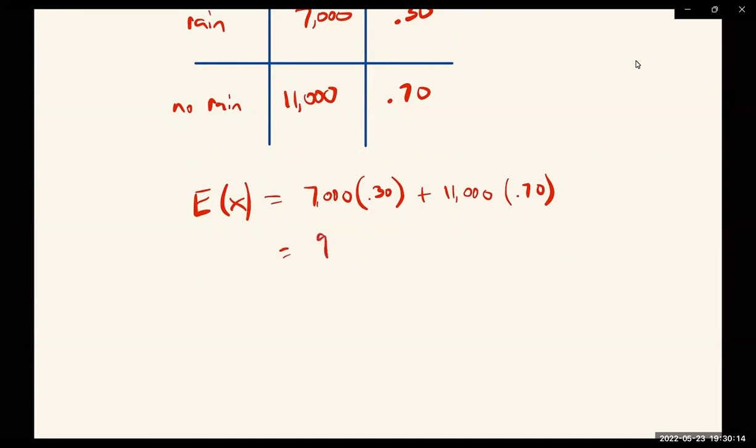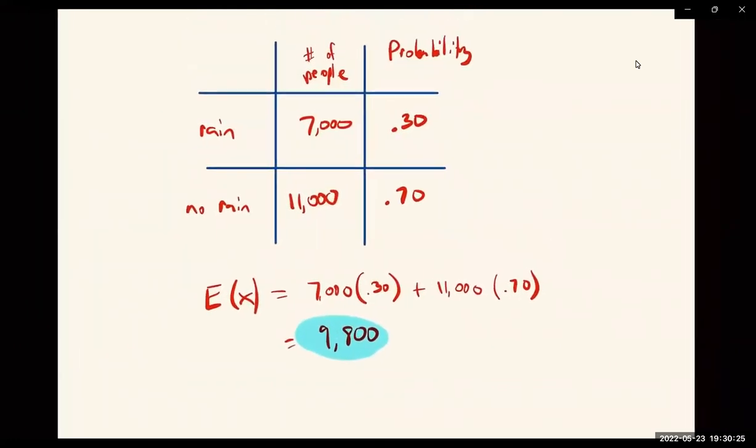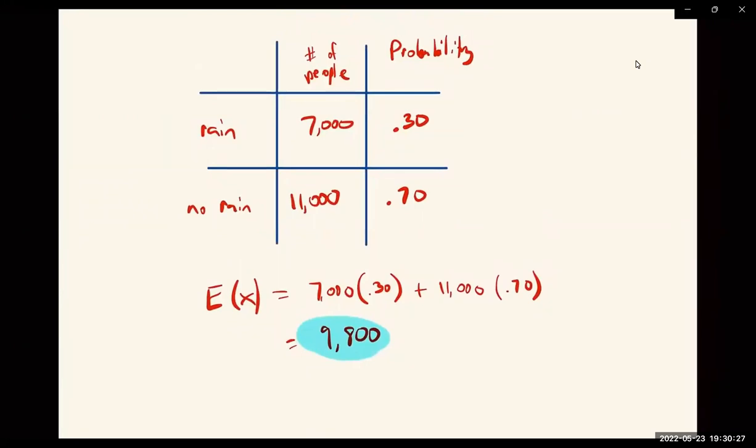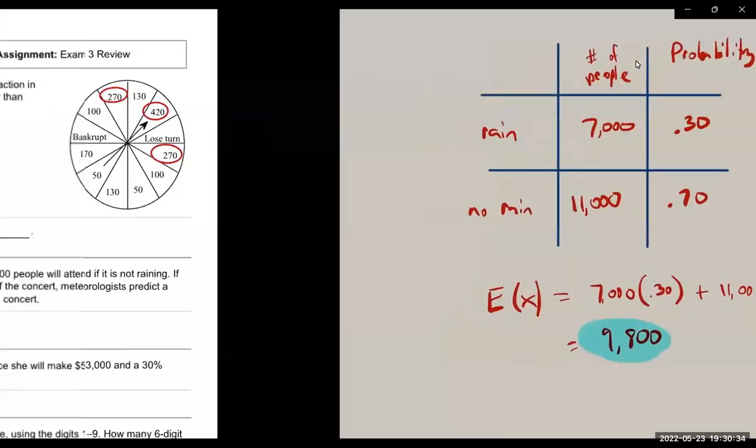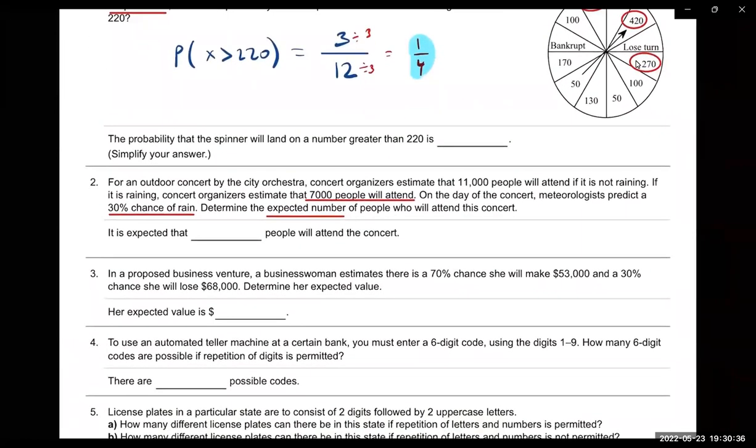I'm getting a grand total of 9,800. So that's your answer. That's the expected number of people that will attend the concert based on the chances of rain. All right, so I guess that's how organizers will predict approximately how many people will show up. So 9,800.